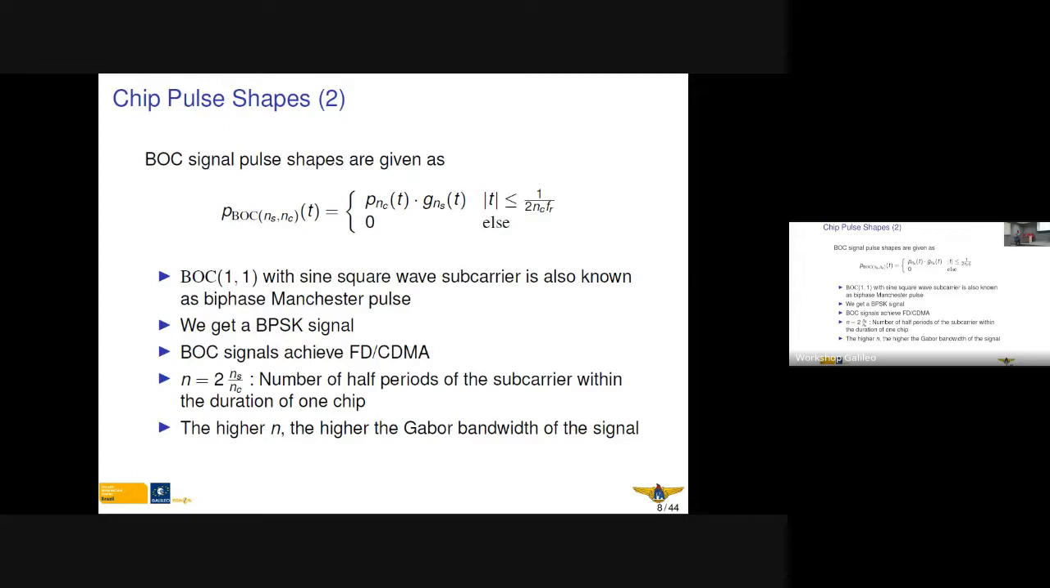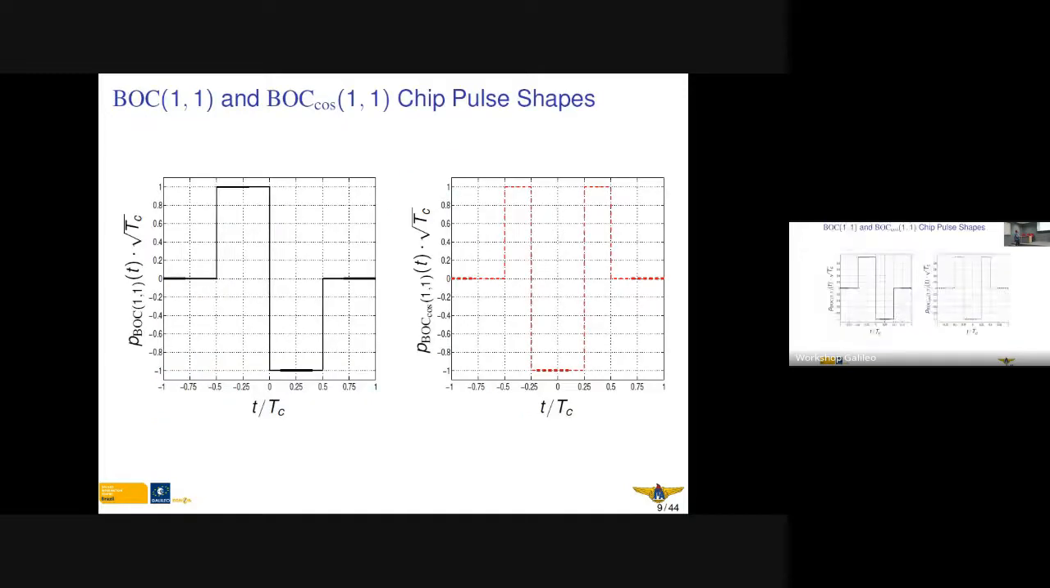I will show you some examples of these BOC signals that are used. So, for example, we can start with the BOC(1,1), the sine phase and cosine phase. You have here the sine phased one on the left-hand side and the cosine phased on the right-hand side in red. This is the chip pulse shape. So you see we have one period of the subcarrier inside the chip shape, inside the rectangular chip. And here we also have the cosine phased one.